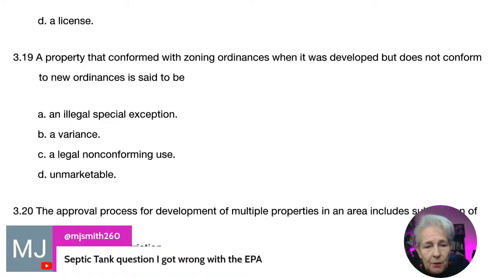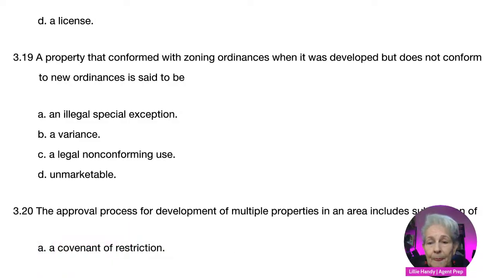Okay, let's go back. You had a question here. Septic tank question. I got wrong with the EPA. Oh, okay. Yeah, septic tanks are in rural properties. And it depends on what the question was with the EPA. They have to abide by Environmental Protection Agency rules and not contaminate the water and not be close to a well or other water usage. They have to be far away from that.